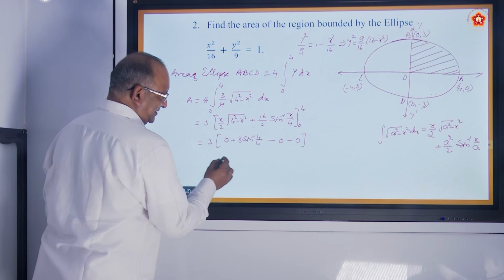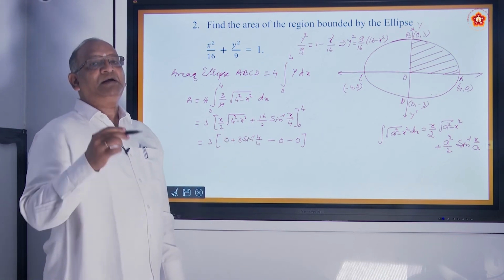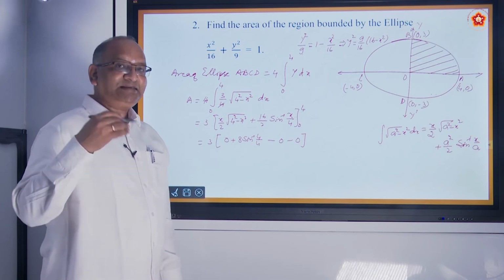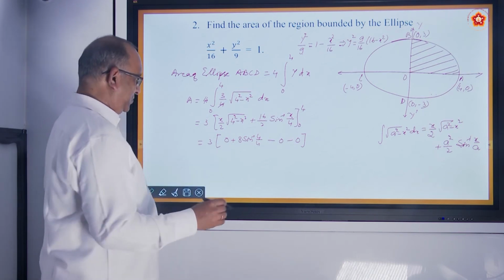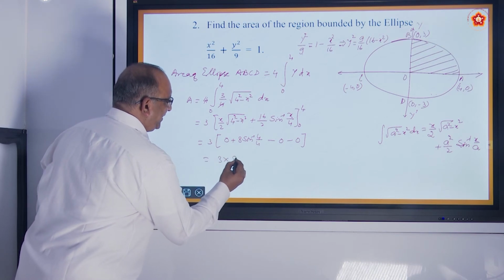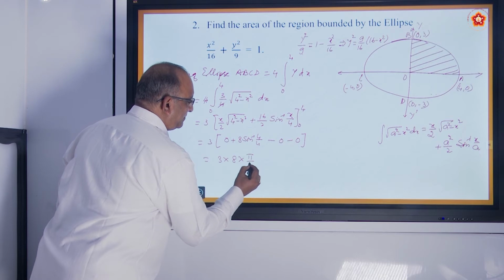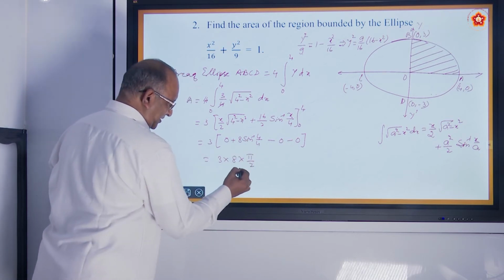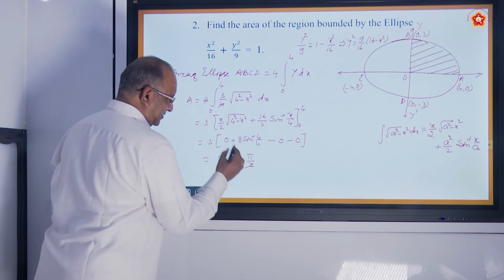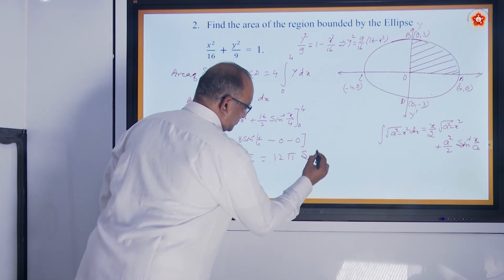So we are left only with this. So what is it? Sine inverse 4 by 4. What is sine inverse 4 by 4? Sine inverse 1. What is sine inverse 1? Pi by 2. So we are left with 3 into 8 into pi by 2. So 2 ones are 2, 2 fours are 4. So the answer is 12 pi square units.